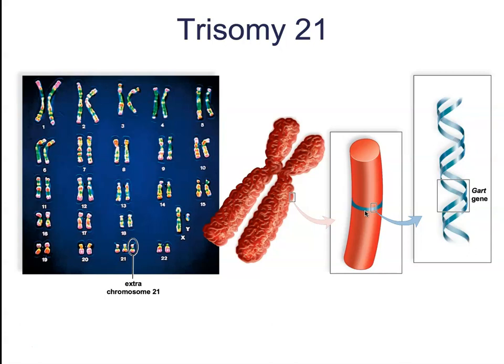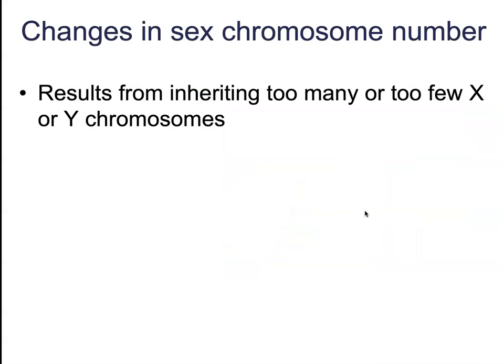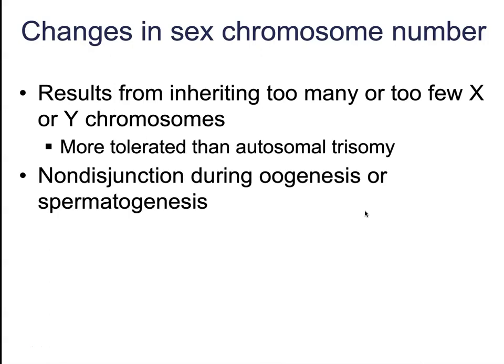Now, just because most of the autosomal trisomies are not viable, there are quite a few changes in the sex chromosome number that do lead to viable offspring. These typically result from inheriting too many or too few X or Y chromosomes. This is going to be more easily tolerated than autosomal trisomies, because if you are female, you receive one X chromosome from your mother and one X chromosome from your father. One of those X chromosomes will be deactivated and you will be primarily controlled by your one X chromosome.